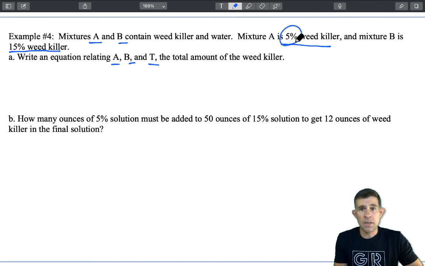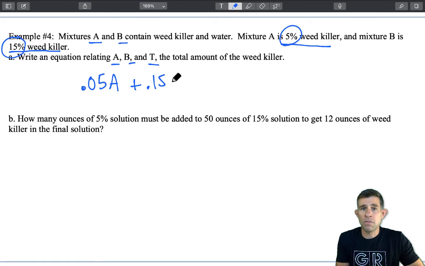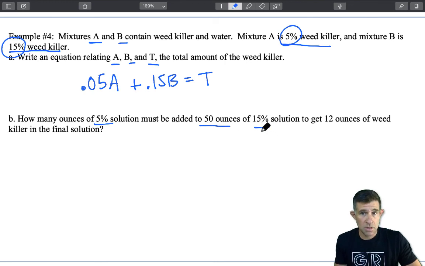All right, now because we're dealing with percentages, we have to be a little bit careful here. I have to write those as decimals. So 5% is 0.05A plus 15%, which is 0.15B, have to be combined to give me T, my total amount of weed killer. Next, it says how many ounces of the 5% solution must be added to 50 ounces of the 15% solution in order to get 12 ounces of the weed killer in the final solution.